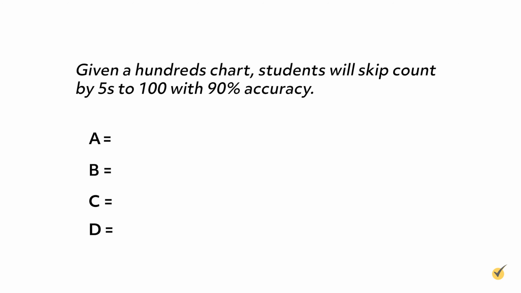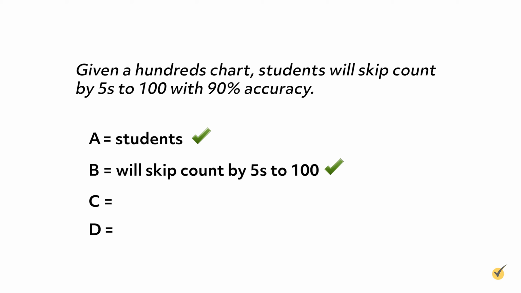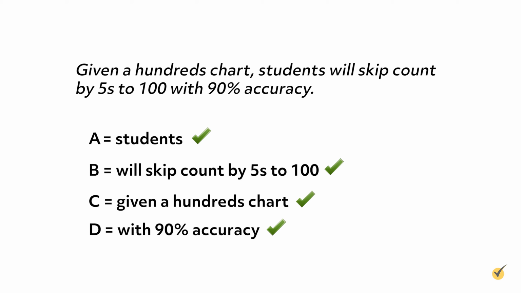Given a hundreds chart, students will skip count by fives to 100 with 90% accuracy. This objective identifies the audience, the students. It identifies the expected behavior using a specific verb, saying, will skip count by fives to 100. It identifies the condition by stating that students will have access to a hundreds chart. It identifies the degree, stating that students need to demonstrate the behavior with 90% accuracy.